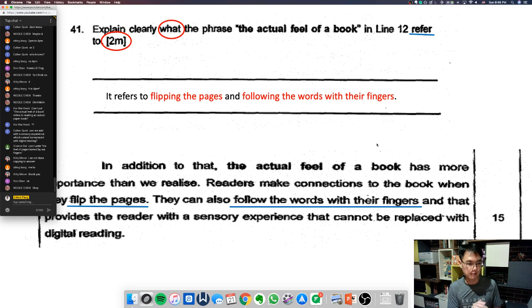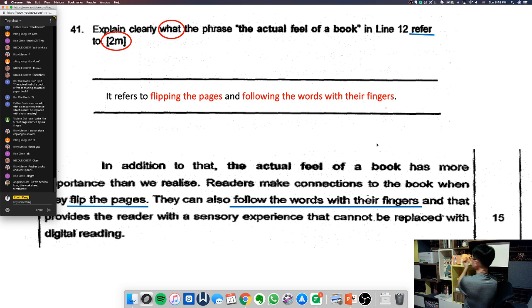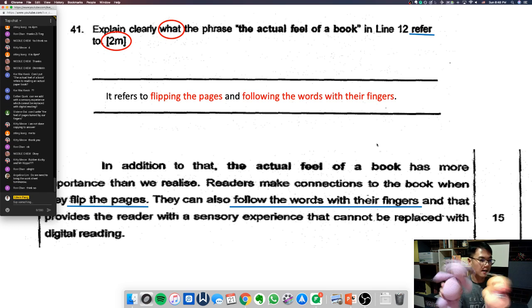Okay, Kaylin, just a very quick last answer. No, I won't accept that because you're not being specific enough. What is the actual feel of the book? It is the flipping of the pages and the following of the words. That is the specific answer. Okay, right, bye-bye.